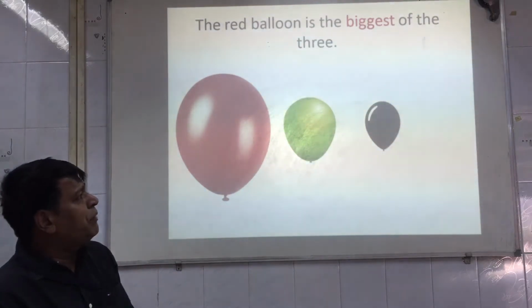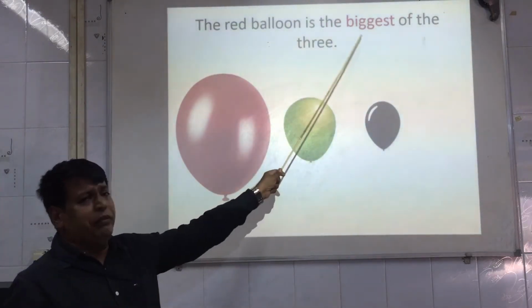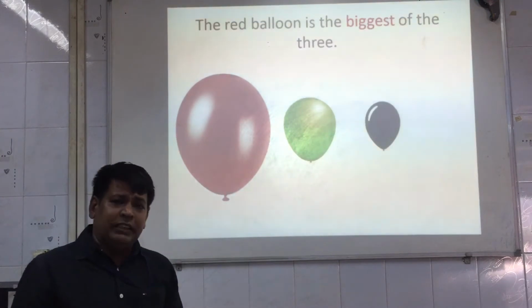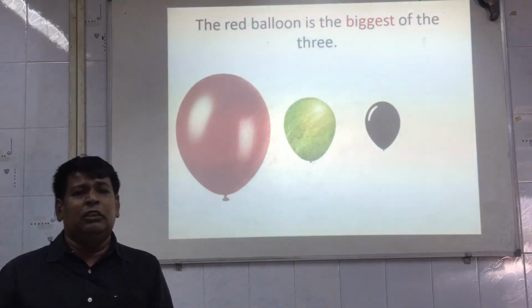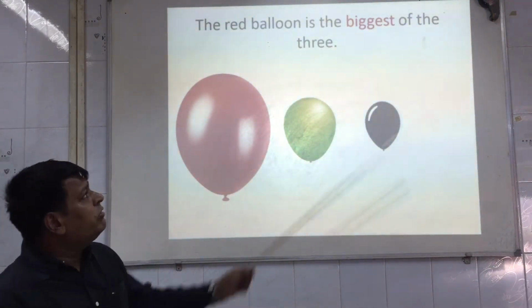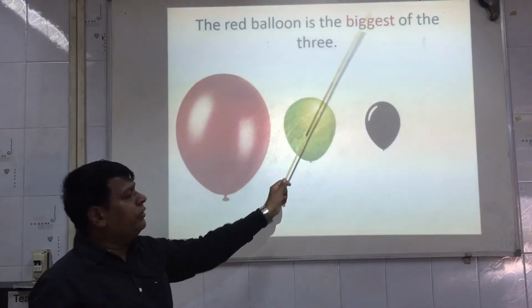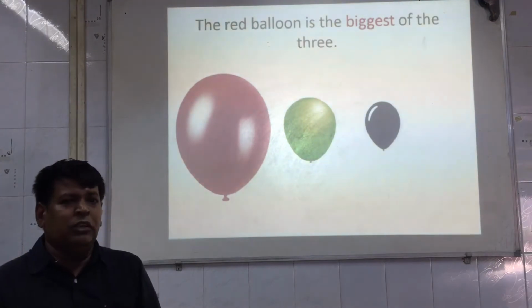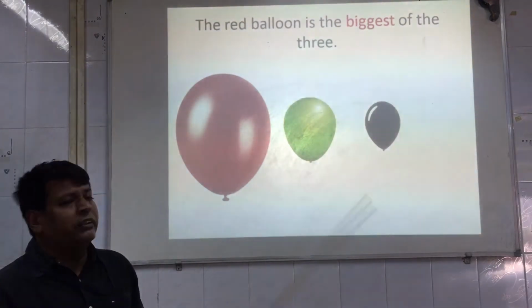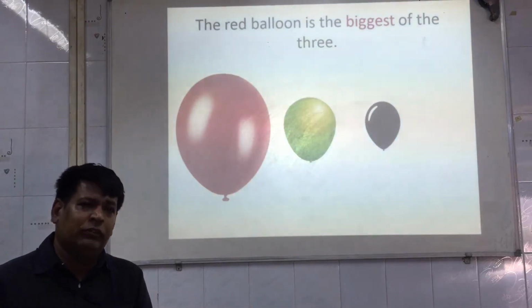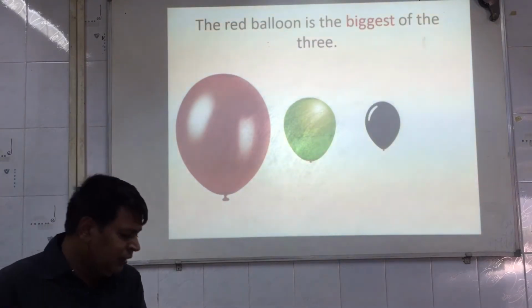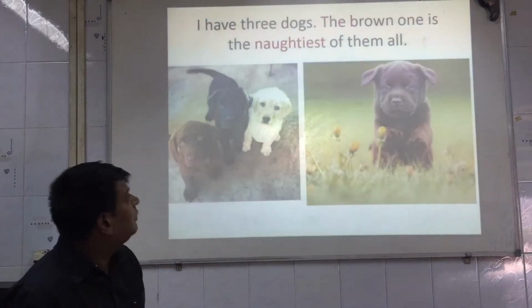So when we compare more than two people, more than two places, more than two objects or more than two actions, we add est to the adjective and we use the with this form. We do not use then in this superlative form. Understood, students? See one more example.